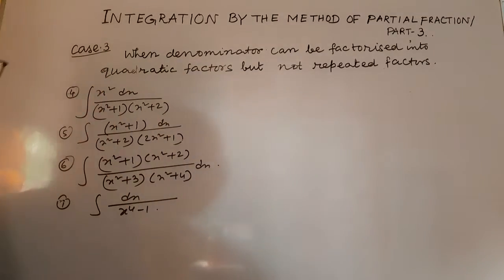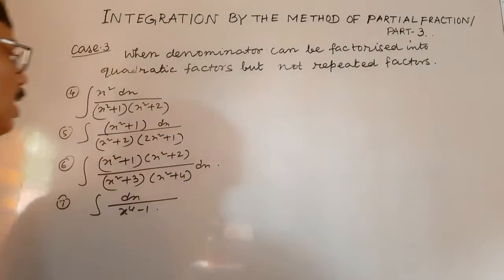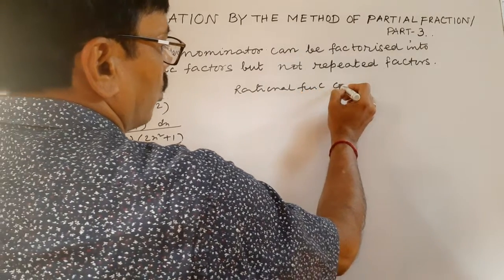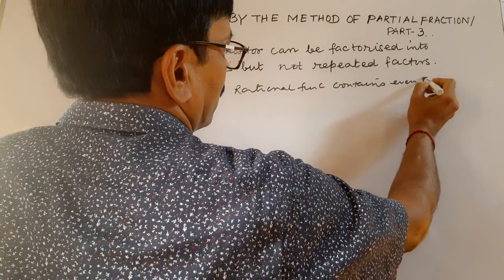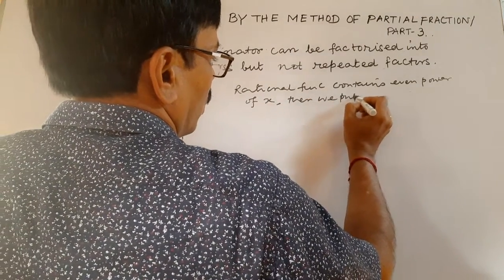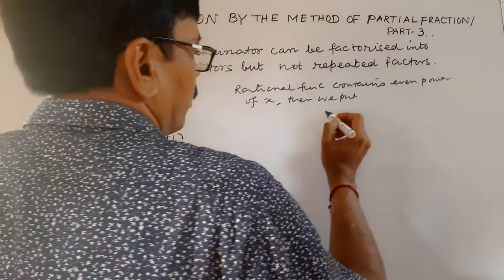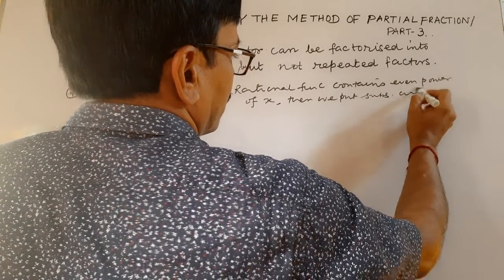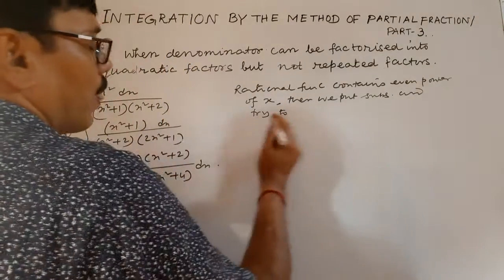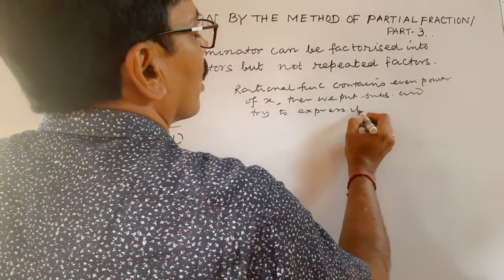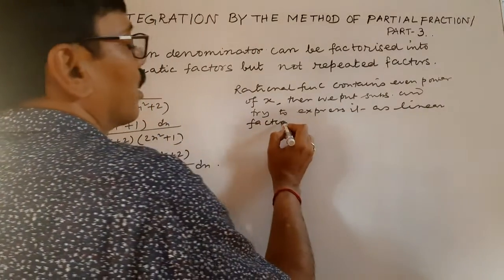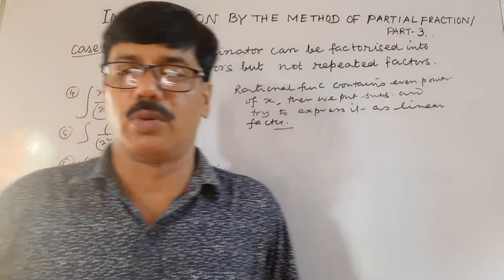If a rational function, this is a rational function, f(x) by g(x), where f(x) and g(x) are polynomials, contains even power of x, then we put a substitution, even power, so even power is x square, and try to express it as linear factors. Because for a linear factor there is only one constant.